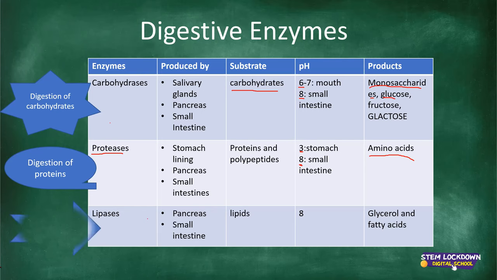Then the digestion of lipids utilizes lipases. Your lipases are produced by your pancreas and the small intestine. And the substrate is lipids, okay? And it works at an optimum pH of 8, and the products of lipids are your glycerol and your fatty acids. Right, guys, so this is just a summary of digestive enzymes that we have covered, and it also covers the digestion of proteins, carbohydrates and lipids.